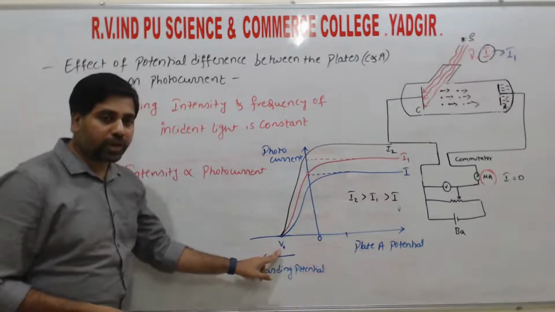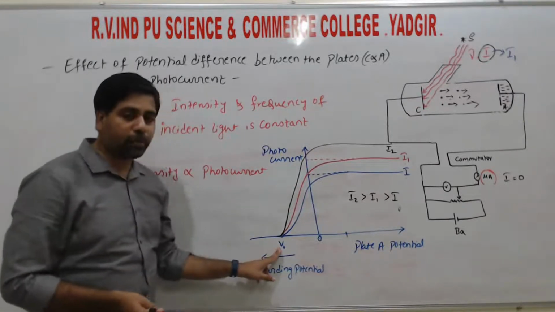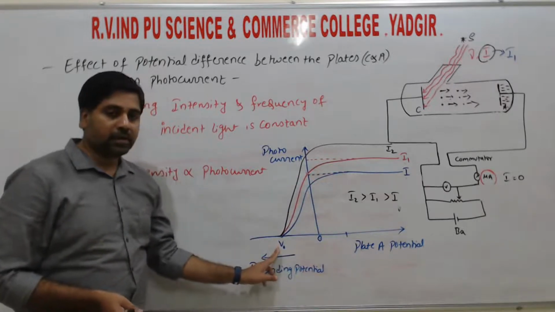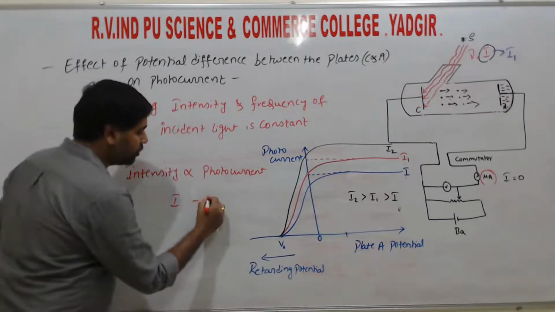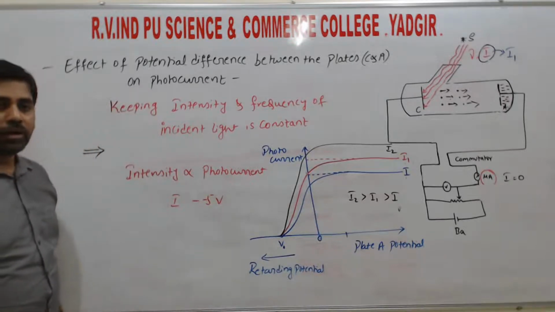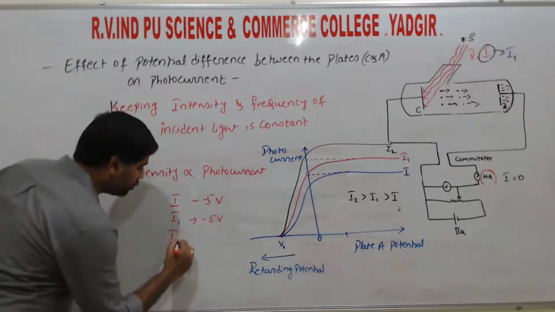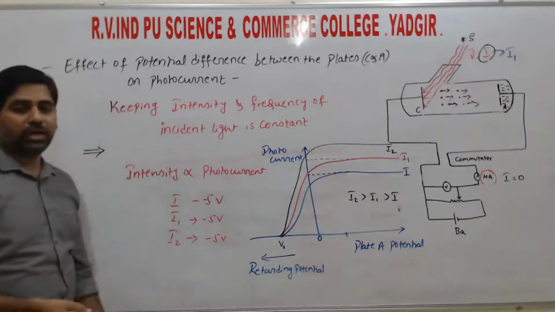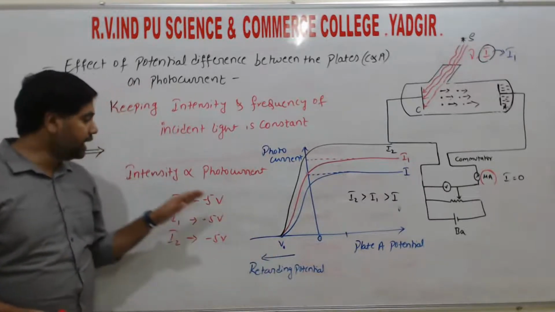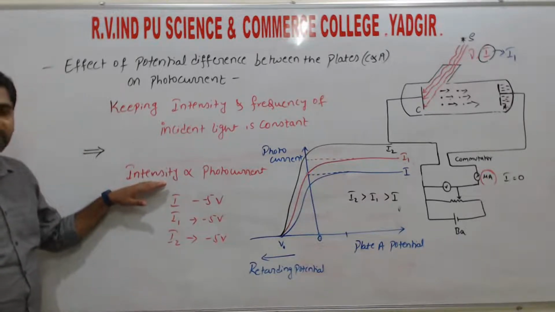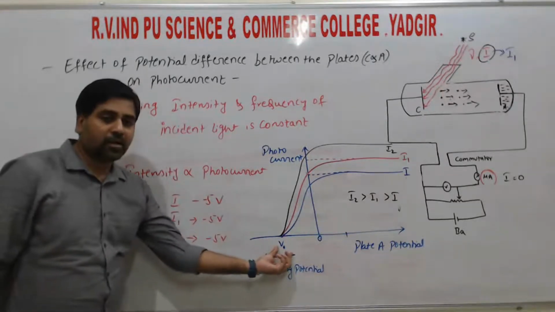This means that the stopping potential is independent of the intensity. Whichever intensity we give, the stopping potential remains the same in all these cases. For example, the stopping potential for the intensity I is minus 5 volt. Then the stopping potential for I1 is also minus 5 volt, and for I2 it is also minus 5 volt. By this observation we can say that the stopping potential is independent of the intensity; there is no relation between the intensity and the stopping potential.